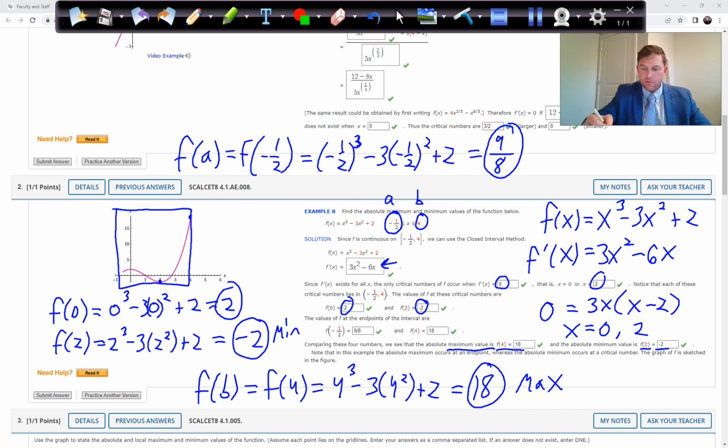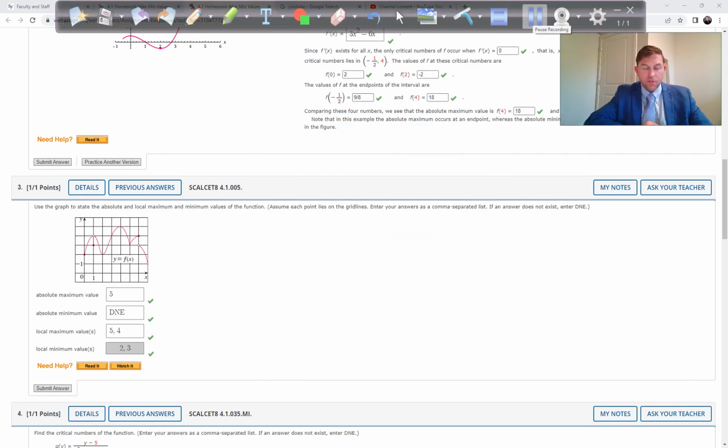Okay, that's problem 2. Okay, problem 3 is just a picture. So we got this kind of funky graph going on. There's some holes, there's some gaps, there's some sharp corners. So this thing is not continuous. It's not differentiable on the entire domain. So any gap, any sharp corner is not differentiable, and any hole or gap is not continuous.